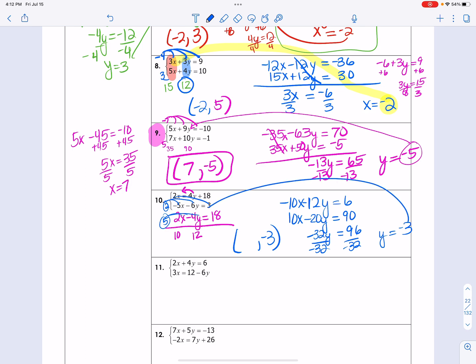So I'm going to take this -3, plug it back in. -4 times a -3 is a positive 12. Be careful with your sign. And here I'm going to minus 12, and 2x equals 6. Divide by 2, and x equals 3. So my answer here is 3, -3.